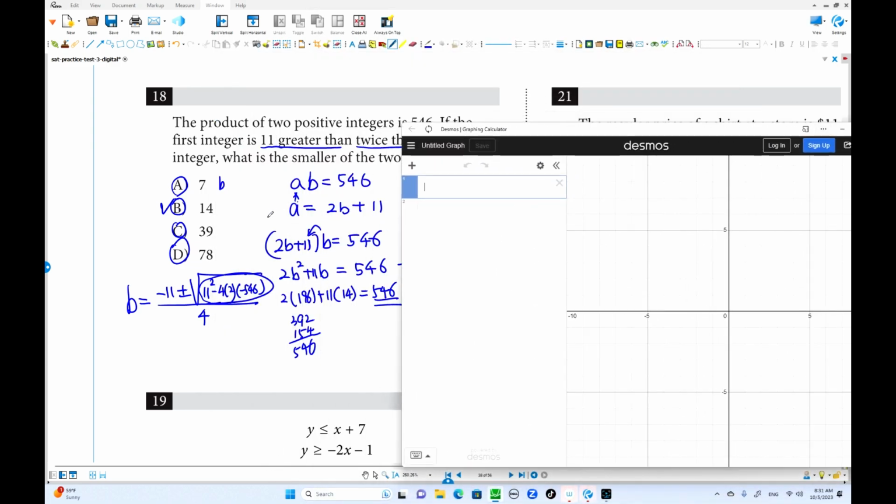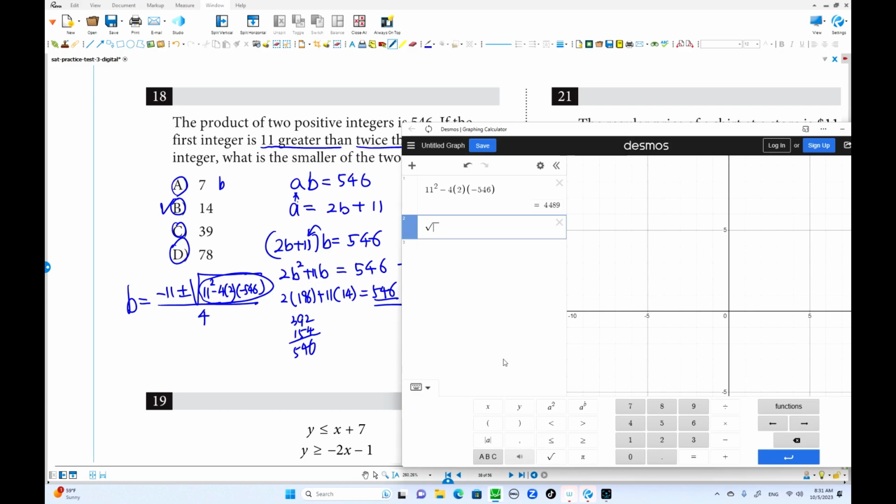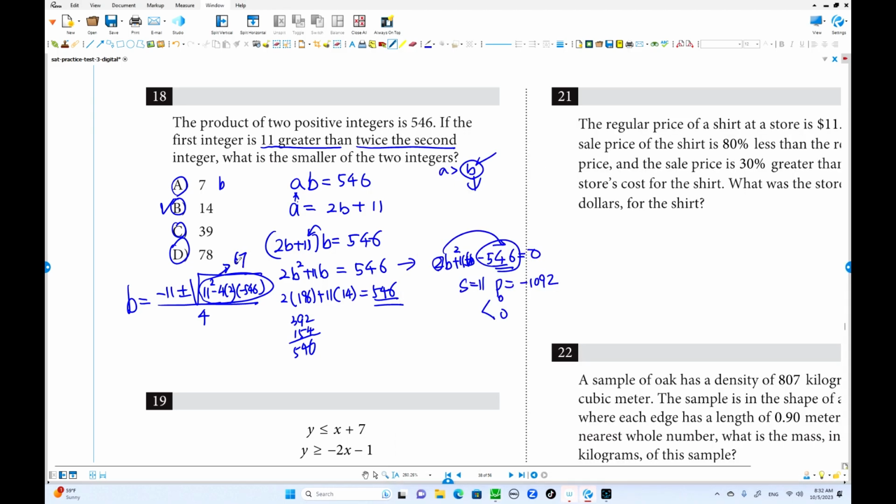So 11 squared minus 4 times a, which is 2, times c, which is negative 546. How much is this one? 4489, okay? And the square root of 4489 is 67, right? This is 67.